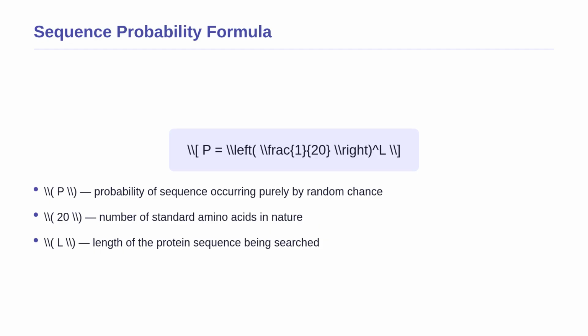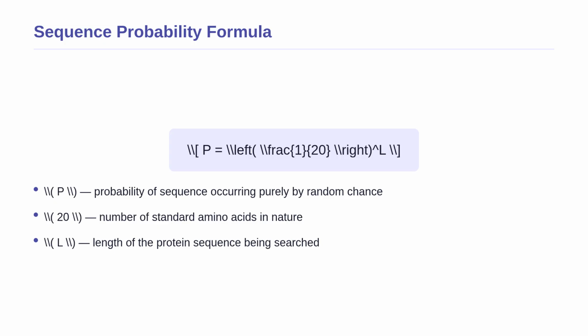To calculate this random chance, we use a fundamental probability equation. Conceptually, this formula comes from multiplying the independent probabilities of finding any specific amino acid at each position in a chain. In this equation, the symbol p represents the probability of a specific sequence occurring purely by random chance. The number 20 represents the 20 standard amino acids that can occupy any given position. The variable L represents the length of the protein sequence.